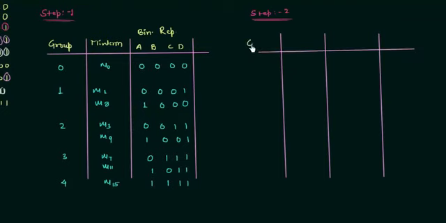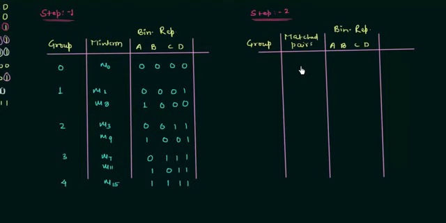The first column is for group, the third column is again for binary representation A, B, C and D. Now the second column will have the matched pairs. Now what is this matched pair? This is a new term and very important in the tabular method.